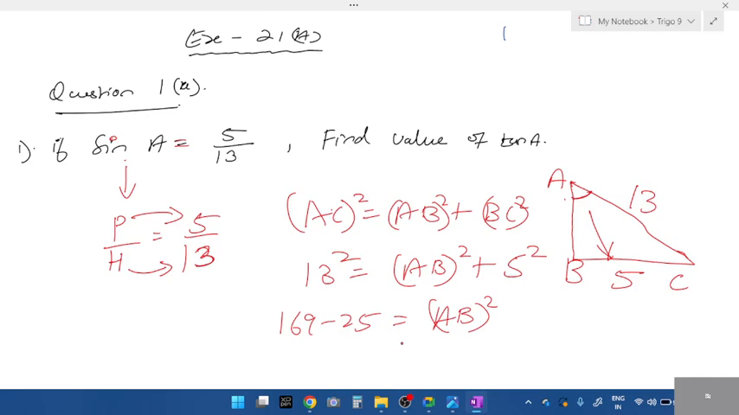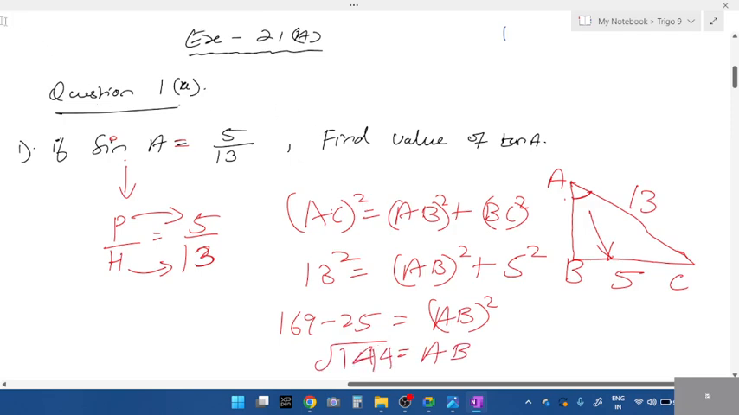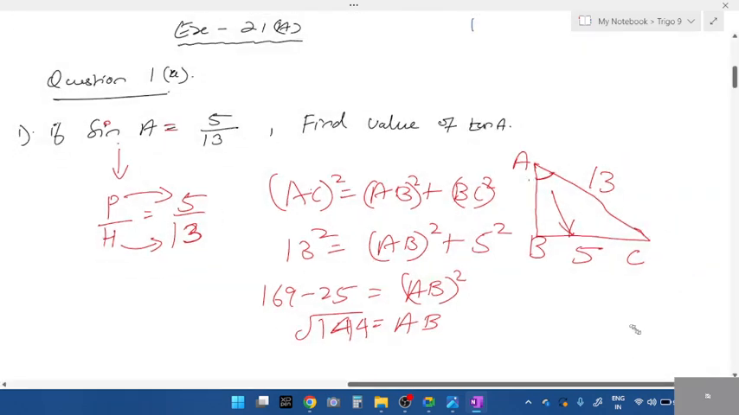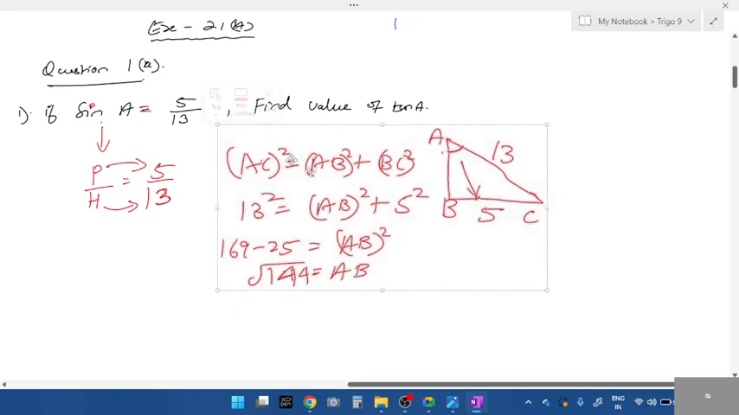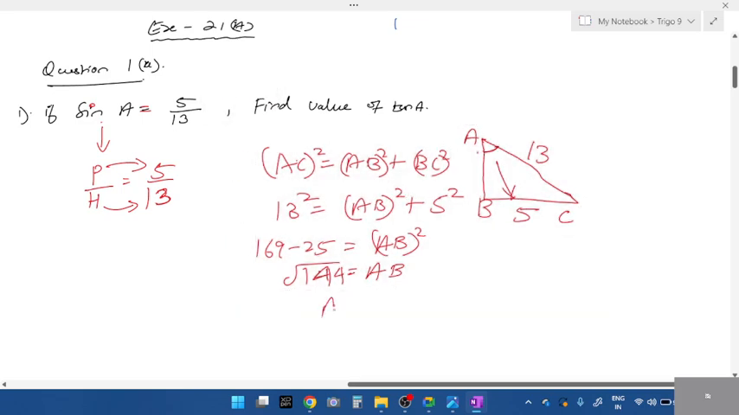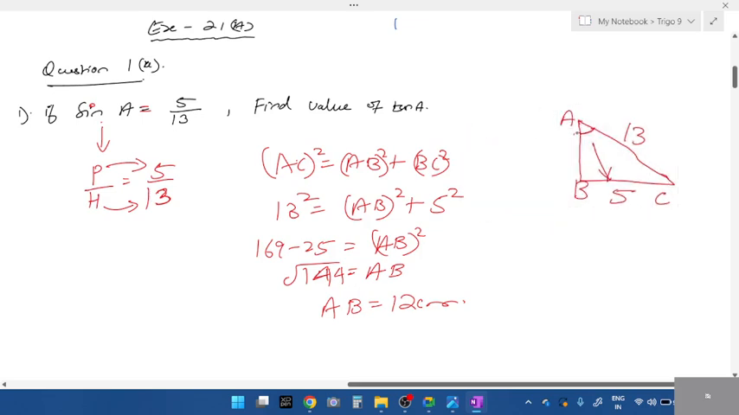Okay. Square root. See, we'll have a smaller value. 12. So AB is equal to square root of 144. You can write it as 12, students. Concentrate. We'll try to complete at least 4 to 5 chapters before your school starts. AB is equal to 12 centimeters. So with respect to angle A, students, we got 12 centimeters.